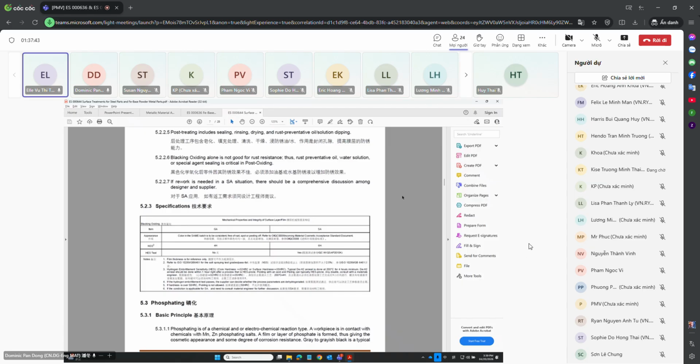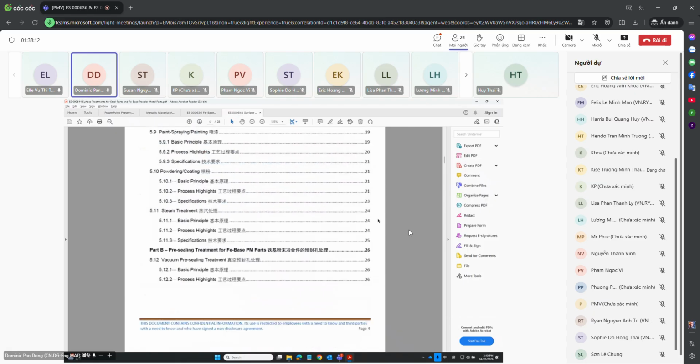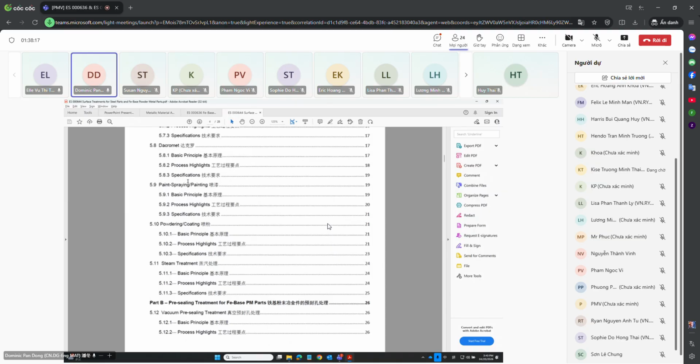Hi Dominic, so PMV have a problem with the plating pass. Yeah, please. They have some difficulties with plating. Which one? GN plating. Which one? Hold on, let me check. Powder coating, steam coating, paint spraying, which one?